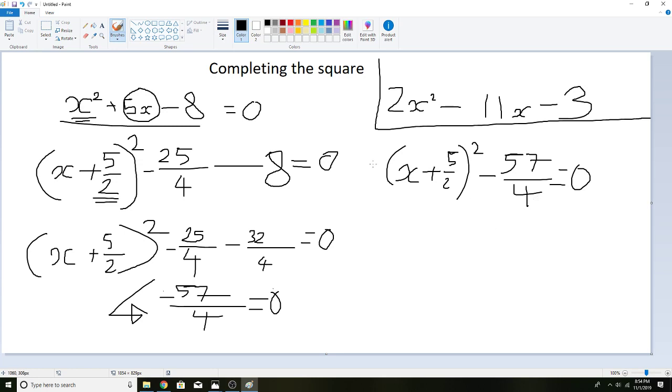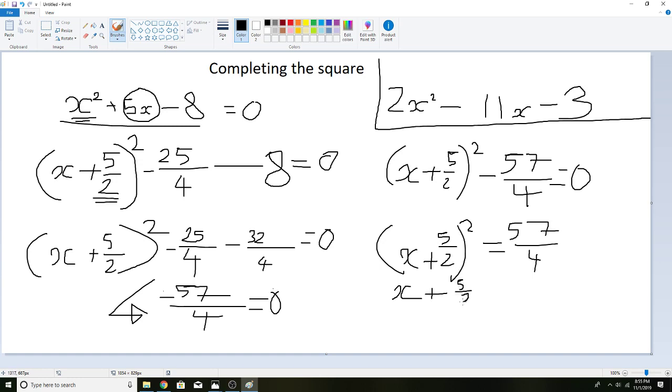And now we just have to rearrange it to make x, because it equals 0. So when we add a number on one side, we add it on the other. So add 57/4 makes it 0 on this side, so x plus 5/2 squared equals 57/4, because you add the 57/4 over here, over 4.